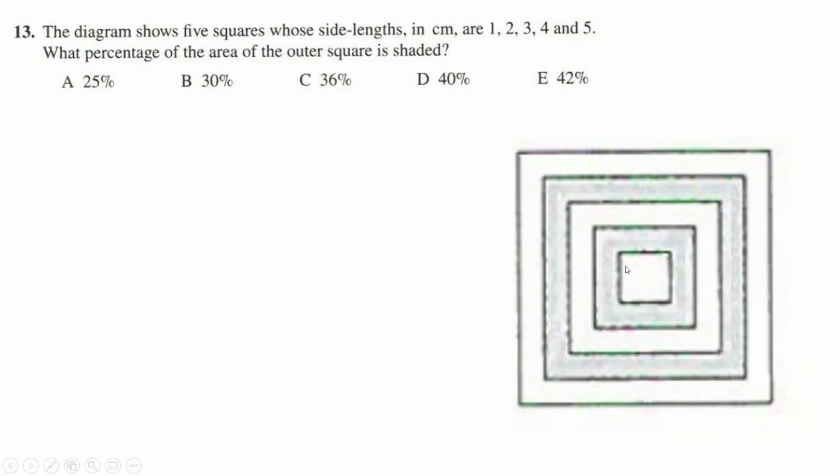Okay, squares, side length 1, 2, 3, 4, and 5. Let's just work out the area. So this area is clearly 1, 1 times 1. This area is 2 times 2, which is 4. But I'll just mark the shaded area as 3 because there's an area of 1 in the middle which we take away. So we've got an area of 4 here. Take away this 1 gives us an area of 3 going around the outside.